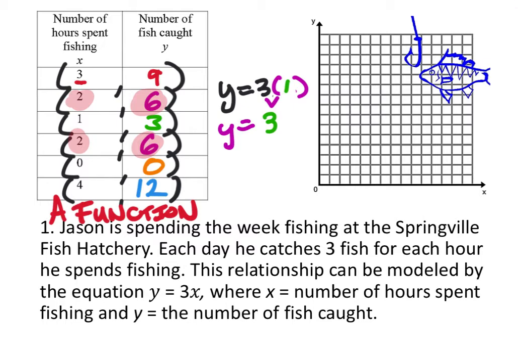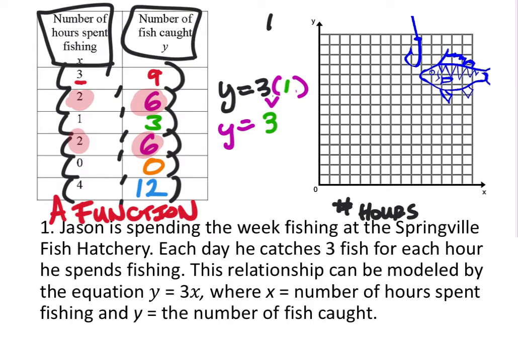Now on this graph, we're going to have to label the x's. And again, in the table, it told us the x is the number of hours fishing. I'm just going to put number of hours. And then the y is the number of fish caught. All right, so I'm just going to put number of fish for the y-axis right here.